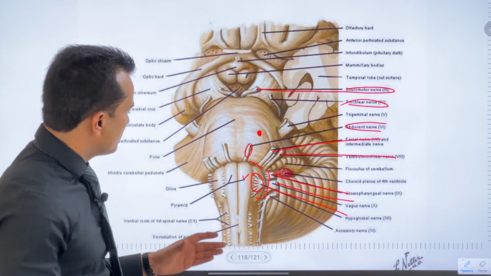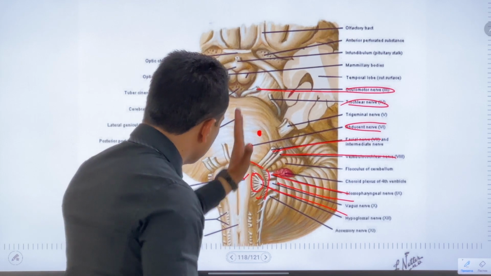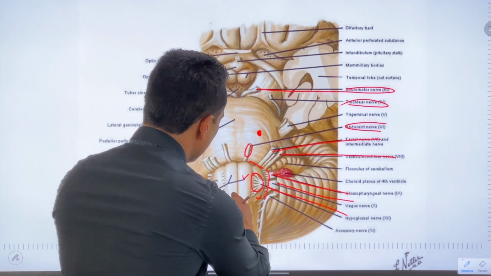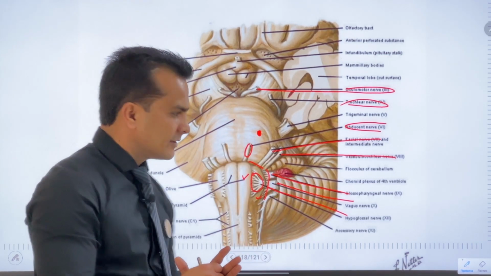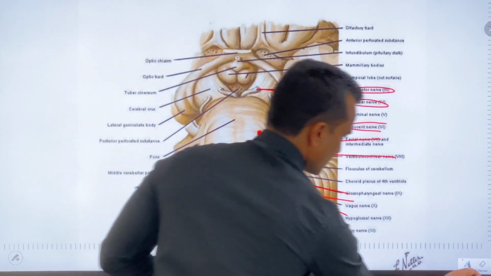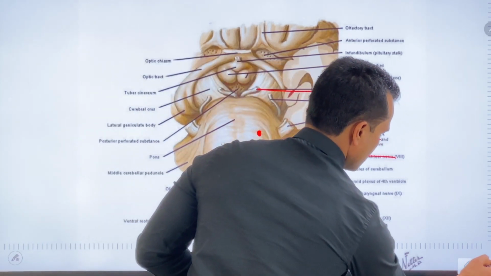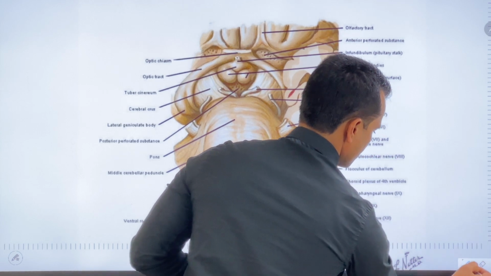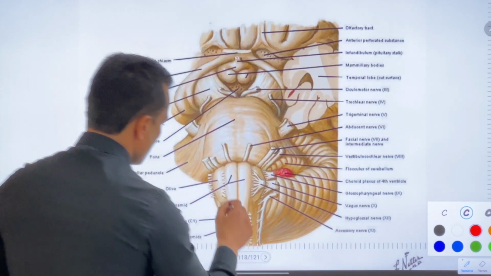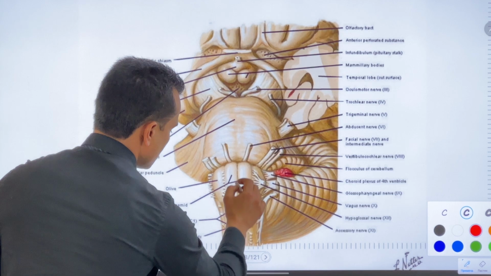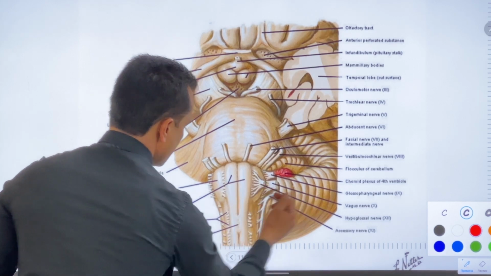Now guys, this is important to understand: which arteries supply the medial side of the medulla, and which arteries supply the lateral side of the medulla. So look, let me please draw here. This is the medial side of the medulla, and this is the lateral side of the medulla.